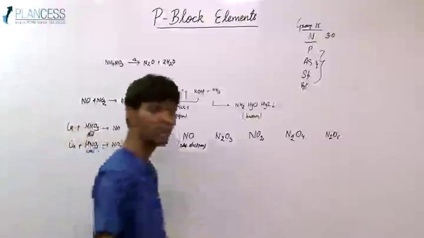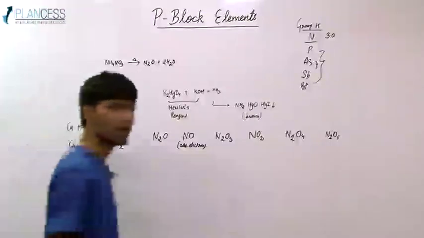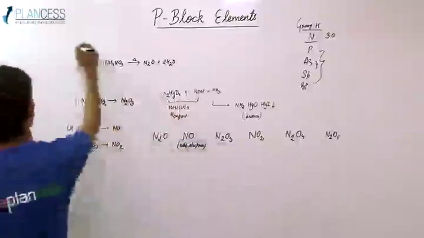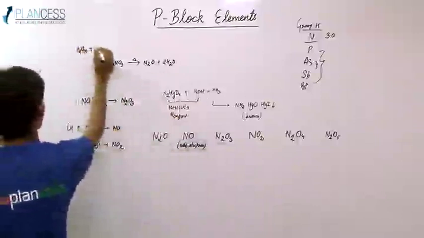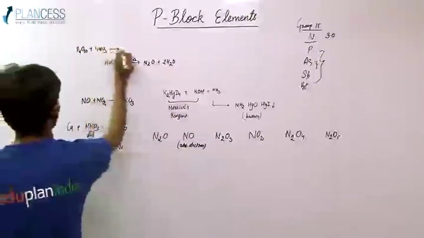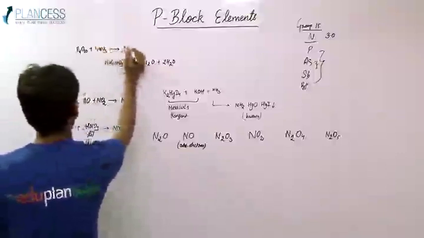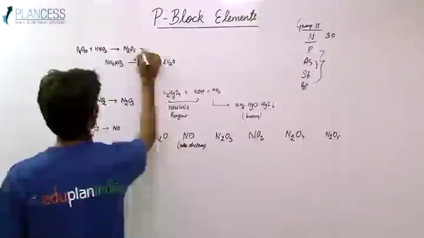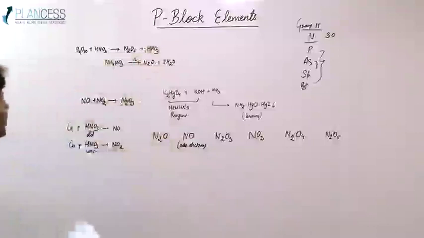Now talking about the N2O5. N2O5 is an anhydride of HNO3, that is nitric acid, and it can be prepared by the reaction of P4O10 with HNO3. P4O10 when reacted with HNO3 gives us N2O5 plus HPO3 acid. So this is the reaction, and N2O5 is prepared by this step.